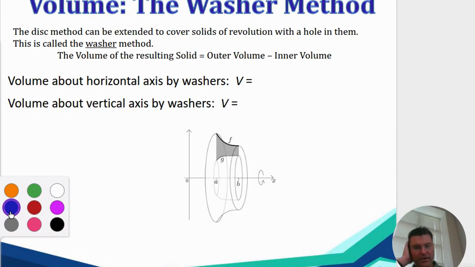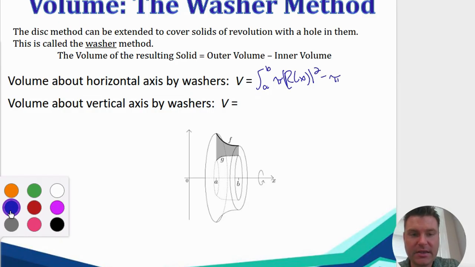So rotating about a horizontal axis. To get this formula, with a washer, we're rotating two different figures. And then we're going to take the larger figure, that larger volume, and subtract out the smaller volume. So this is going to be the integral from a to b of pi big R of x, and that big R of x, by the way, is squared, minus pi little r of x squared dx.